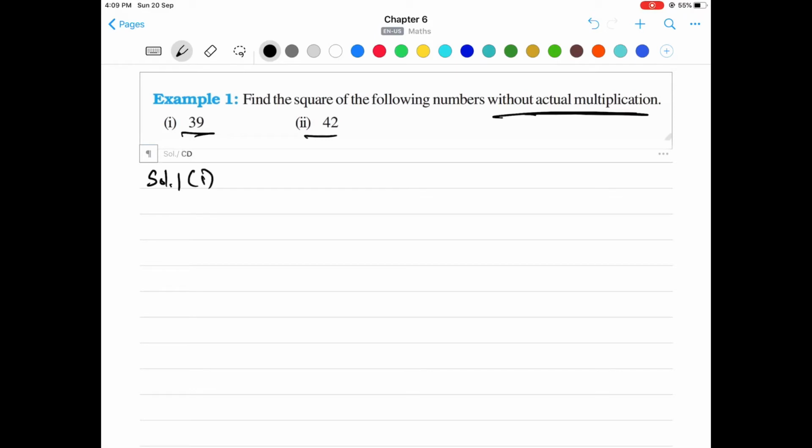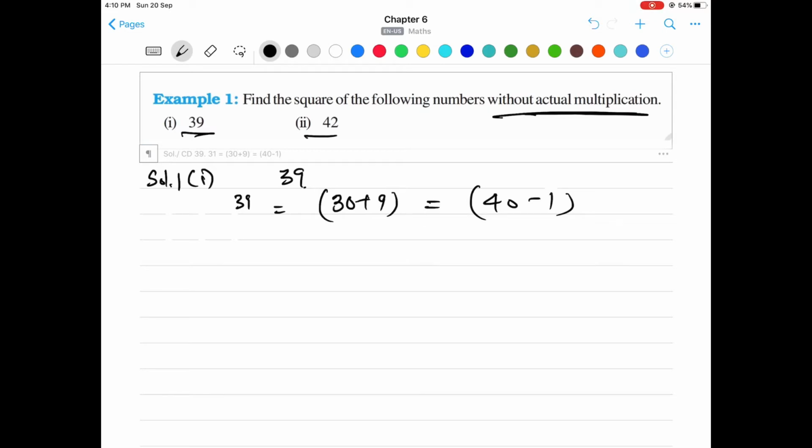Part 1, we have number 39. So this number 39 can be written in two ways. First can be 30 plus 9, or we can also write this as 40 minus 1. In both ways, when you find its solution, the result will be the same.